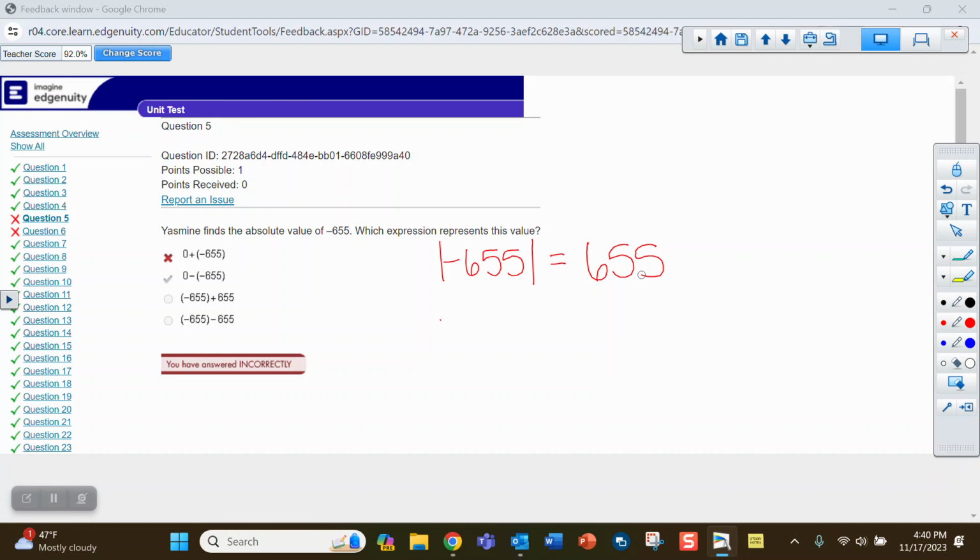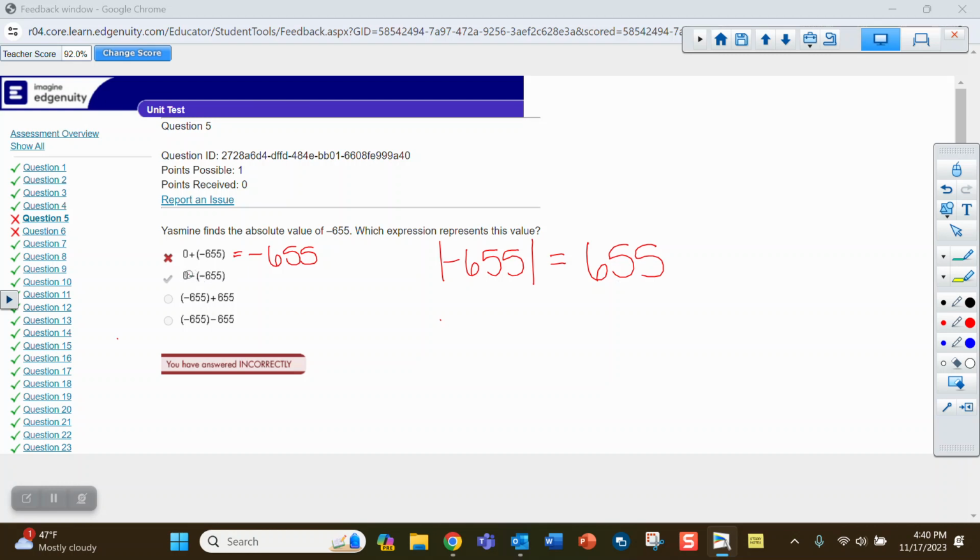to the expression. So in the one that you selected, 0 plus negative 655, this gives us negative 655. So that is not equivalent to positive 655. In the second option, 0 minus negative 655. So when you're subtracting a negative, it's like you're taking negatives away. You're adding a positive.